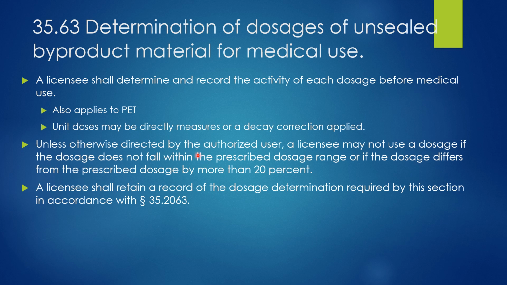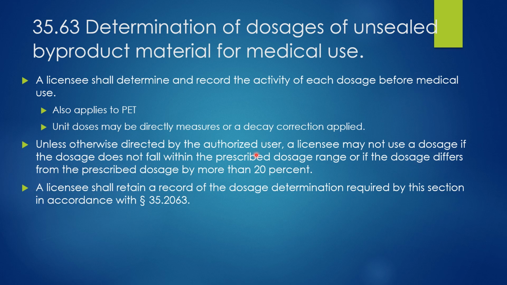And then those records have to be, oh, the middle one here says that you either have a prescribed dose or you have a prescribed range. If you have a prescribed range, it has to fall within that range. You can't have 20% of the range. It has to be within that range. And then if the dosage differs from the prescribed dose, if you have a prescribed dose, you can have 20%. So you can't use it if it's either outside of that range or outside of 20%, unless you have the authorized user sign off and write an order for that amount.